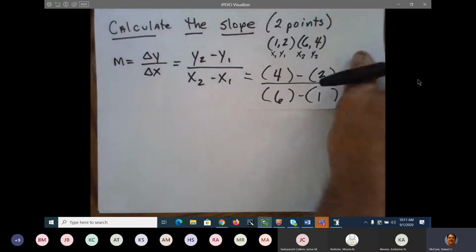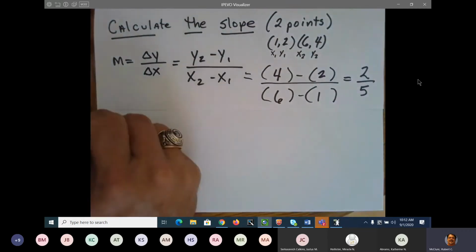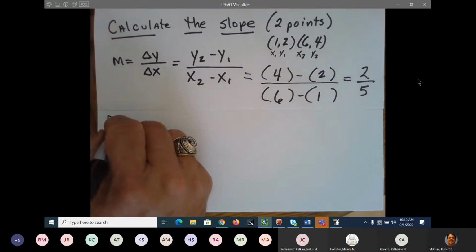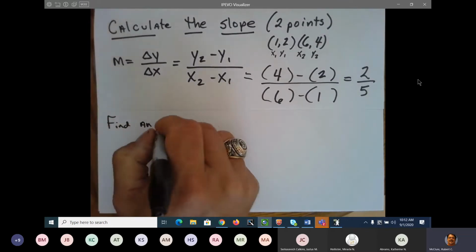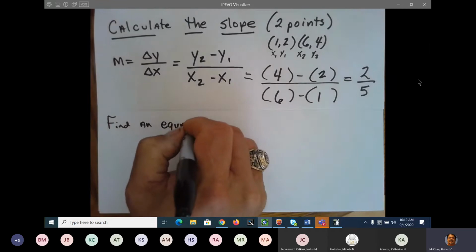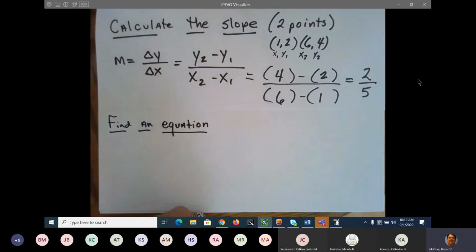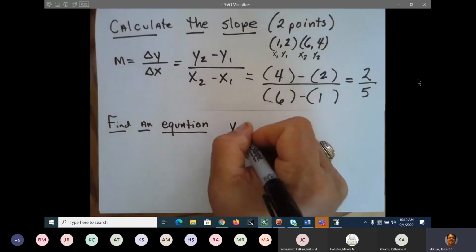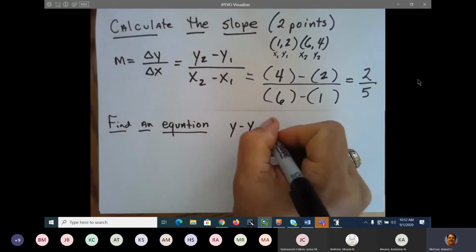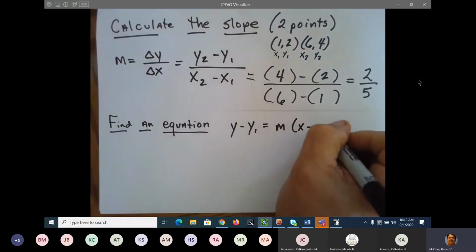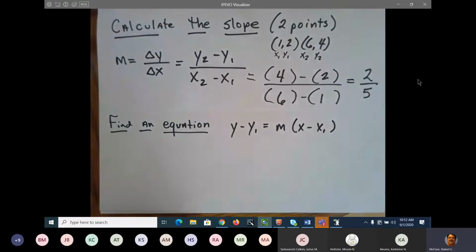And the second part of this type of question is called "find an equation." Now you're going to see "find an equation" a good bit in your application courses like business, marketing, science, and math. Find an equation uses the point slope equation, which is y minus y sub 1 equals m times x minus x sub 1. That is the point slope equation. Write that down.